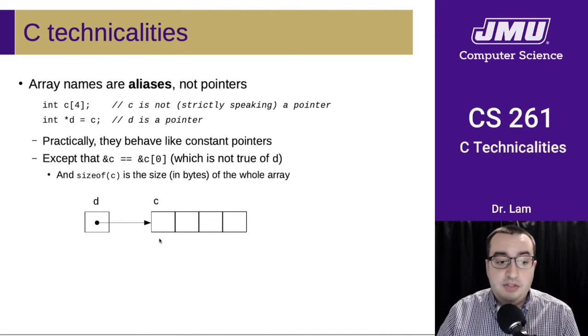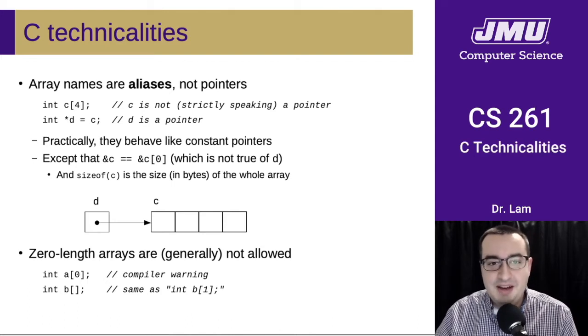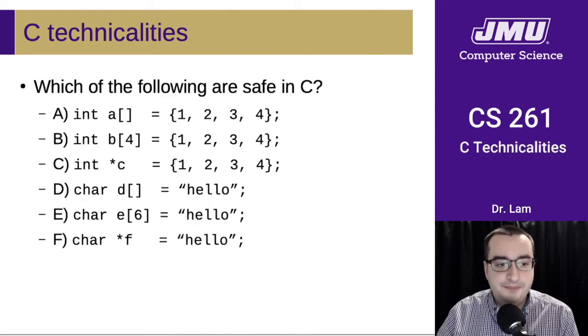So that's one difference. Another difference is that if you use the sizeof operator on C, you'll get the size of the entire array, whereas if you do sizeof on D, you'll get the size of the pointer itself. So those are some important distinctions to remember. Another small caveat here is that zero-length arrays, which would be somewhat useless anyway, are generally not allowed in C. So if you try to declare a zero-length array, you typically will get a compiler warning. If you omit the size altogether, it will generally assume that you just want an array of 1 element, which in general is also not terribly useful. But I just wanted to make you aware of that behavior.